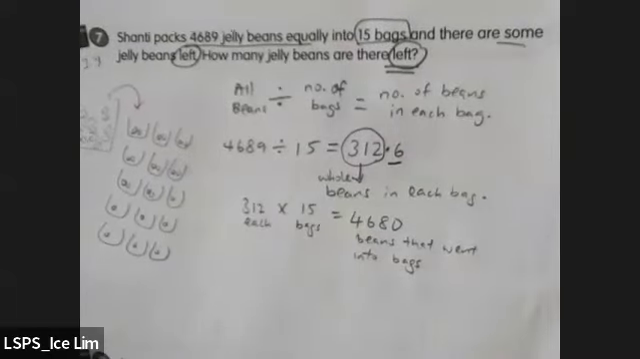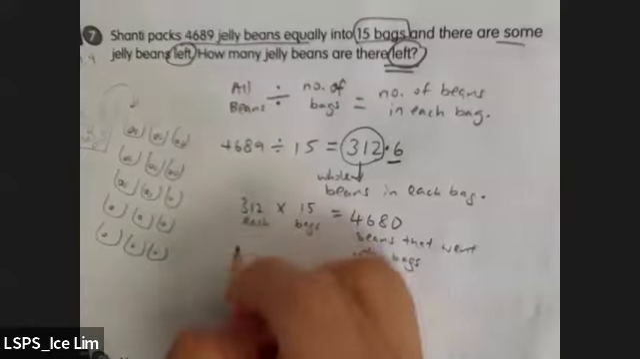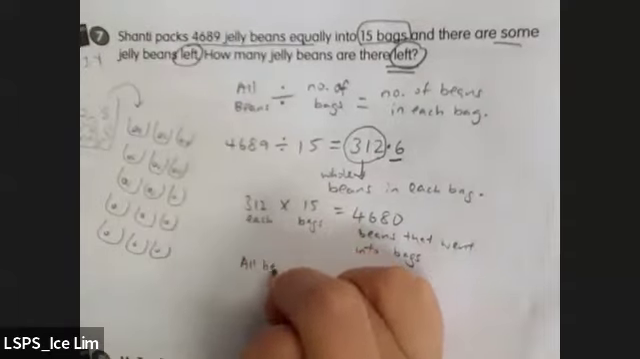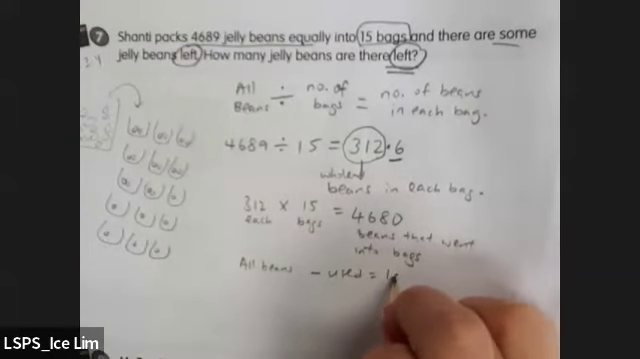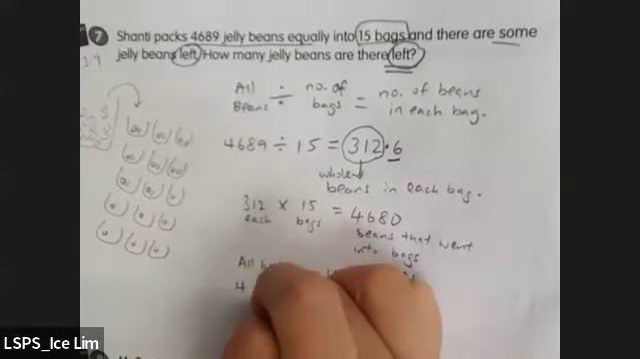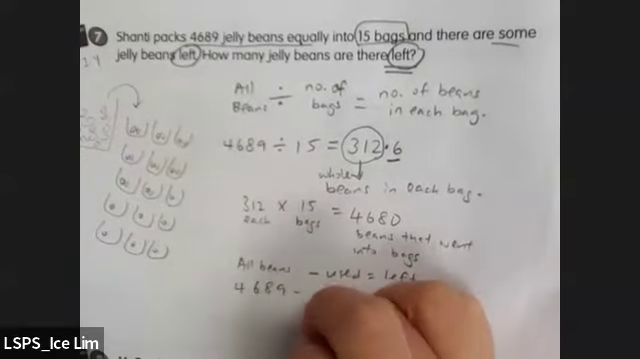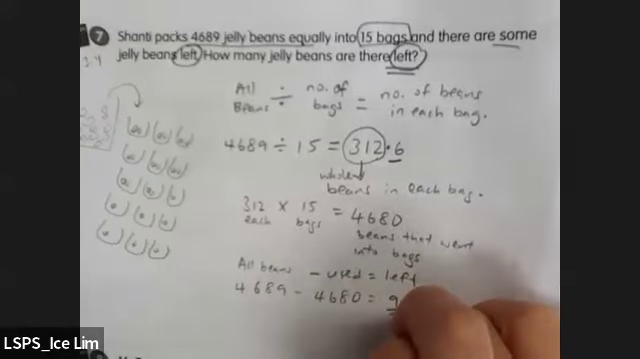Beans that went into bags. 4,680 beans went into bags. So what's the leftover? All beans minus the used will give me the leftover. 4,689 minus 4,680 gives me 9. So 9 is the leftover.